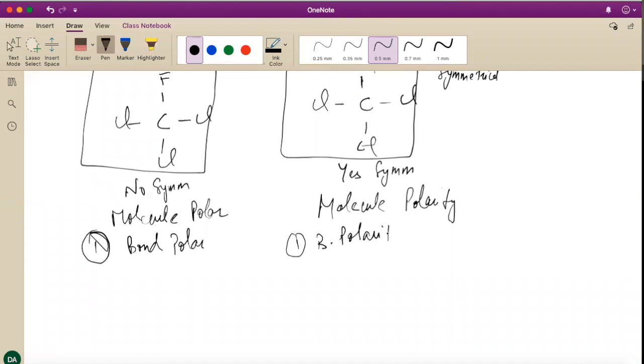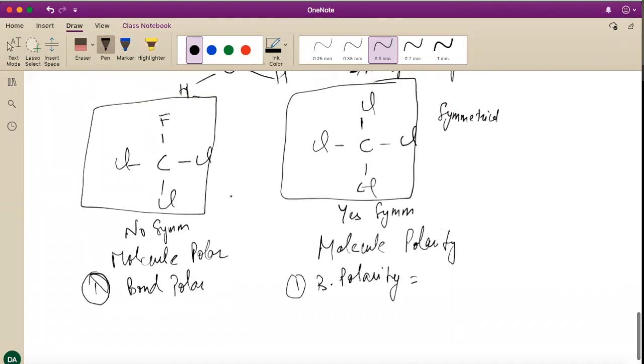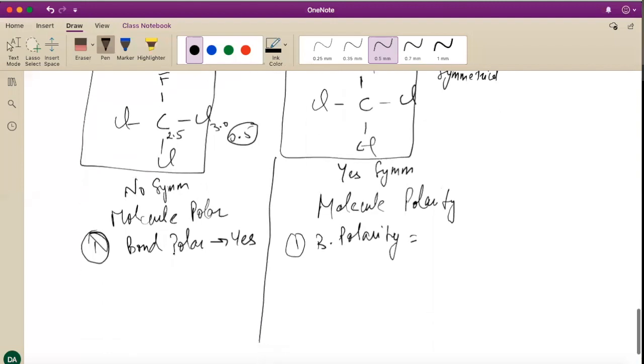Are our bonds polar here? By that I mean you look at the C-Cl bond or the C-F bond. You need at least one polar bond in the molecule. So you have C-Cl. Carbon is how much, guys? 2.5. And chlorine is 3.0. The difference is how much? 0.5. Does 0.5 qualify as polar? Yes, I can say that the bond is polar. Minimum, we need one polar bond. Okay, so the bond is polar.